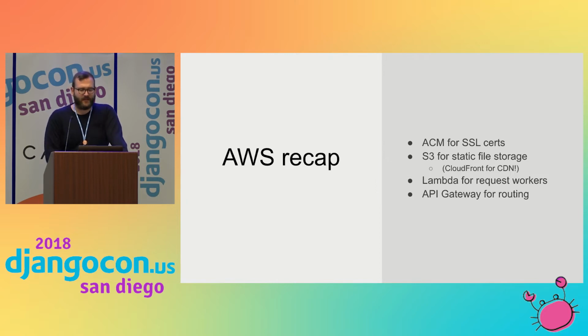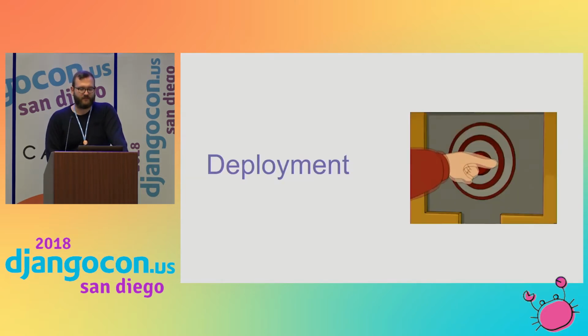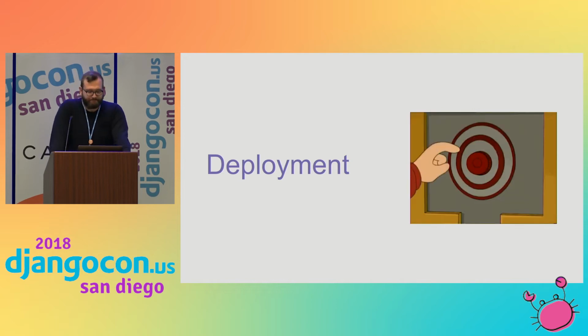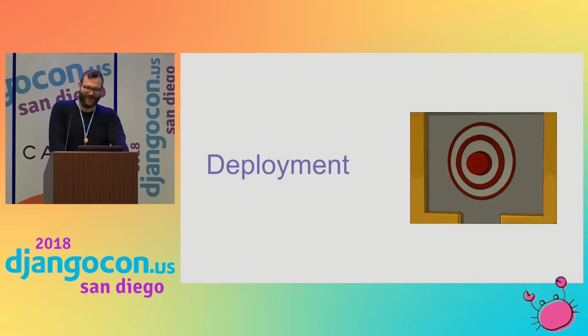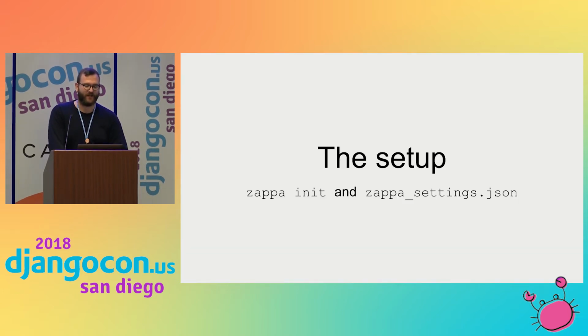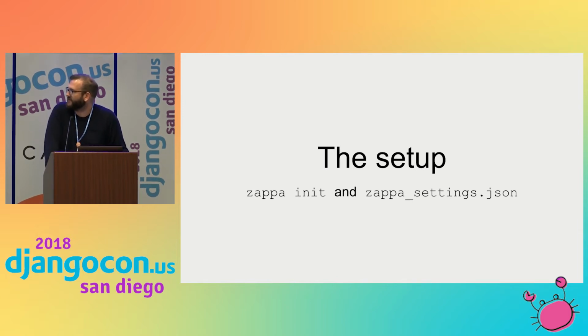So the next step is deployment. Hopefully you can do it the first time. The way that we do this with Zappa is basically to initialize our configuration and set up the details in our Zappa settings. So how do we do this?